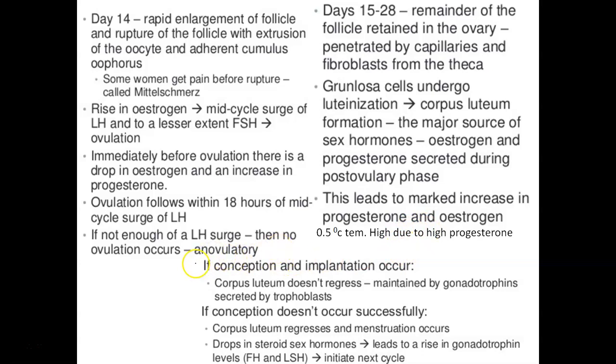And if conception occurs, then the corpus luteum does not regress, because it has to maintain the thick endometrium wall. And if conception does not occur, then the corpus luteum degenerates, progesterone level goes down, it cannot maintain the high endometrium thickening, and that leads to menstruation, that is the bleeding.